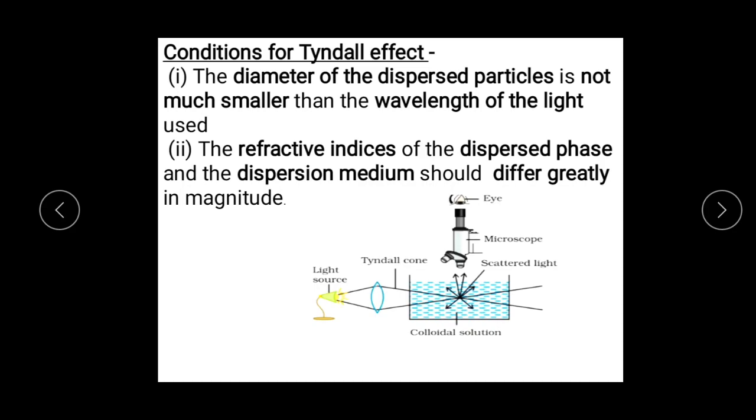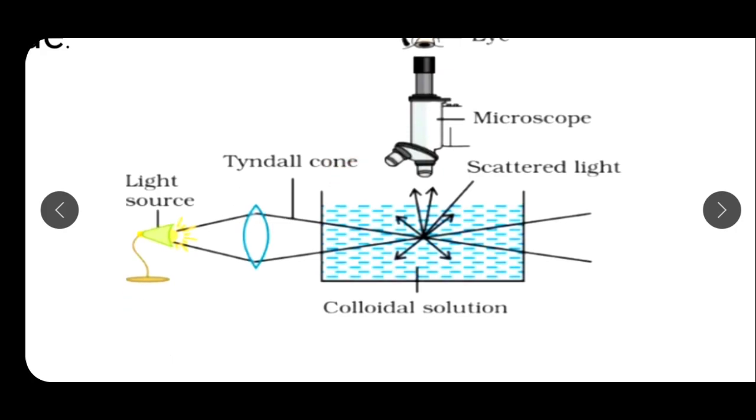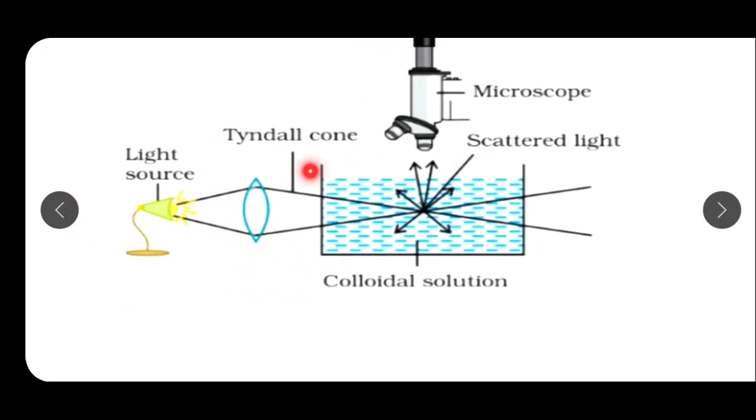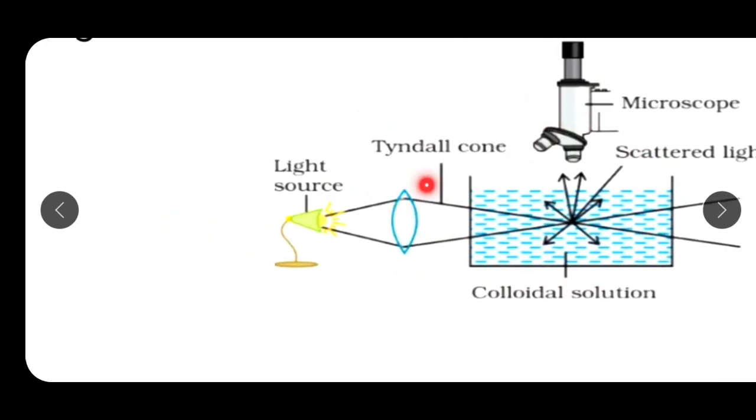First condition, the diameter of the dispersed particle should not be much smaller than the wavelength of light used. Second, refractive indices of dispersed phase and dispersion medium should differ greatly in magnitude. And here we have another picture of Tyndall cone and the scattering of light.